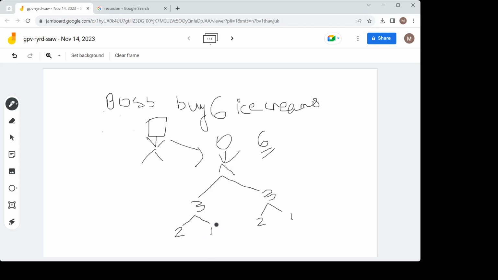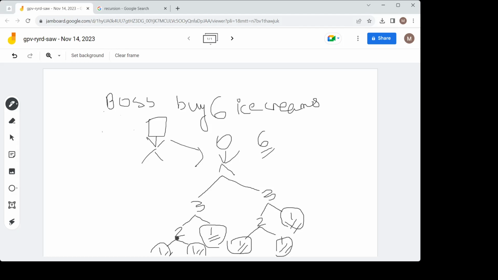Now, this friend has 1 ice cream to buy, so he cannot split his work. But this person can further split his work and assign two persons to buy him 1 ice cream each. And the exact thing is happening over here as well. So when a person is assigned with 1 ice cream, these people assigned with the task of buying 1 ice cream actually do the work. These people buy the ice cream from the store.